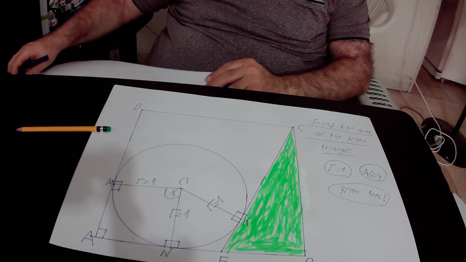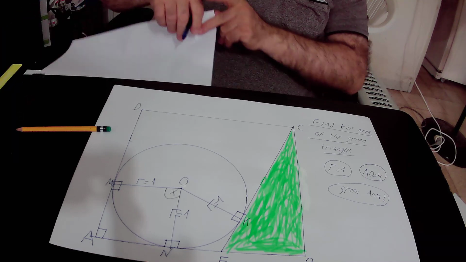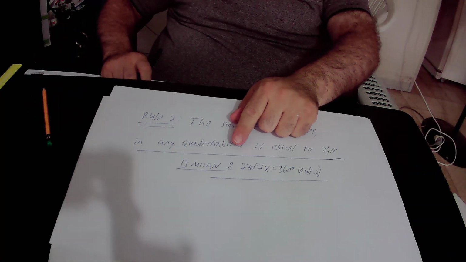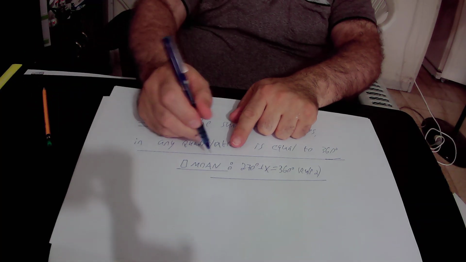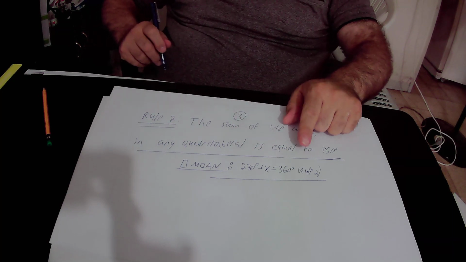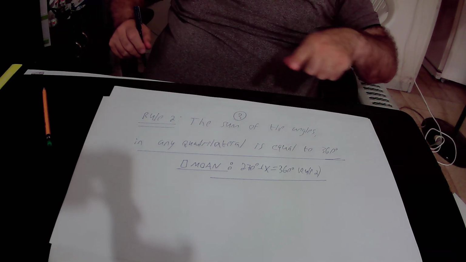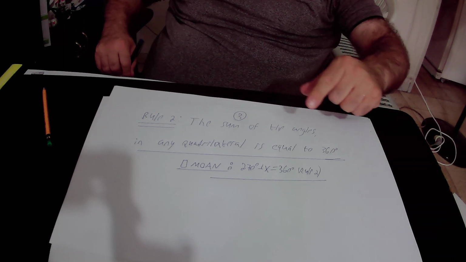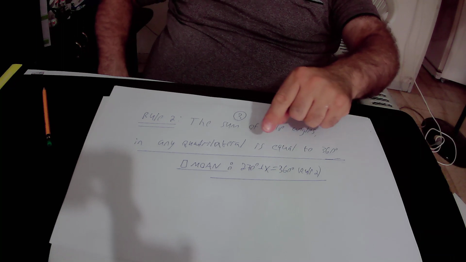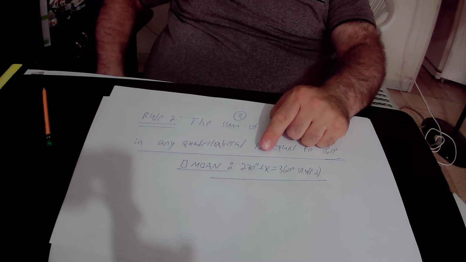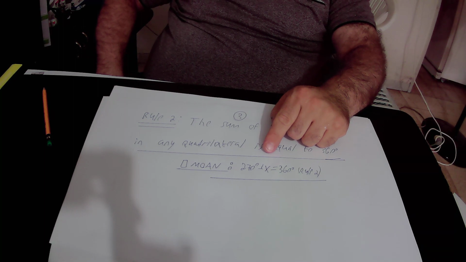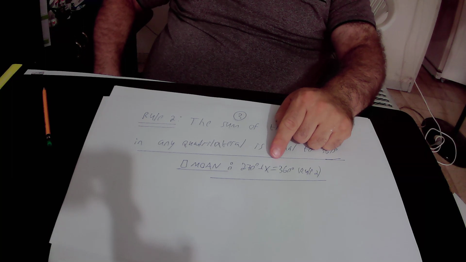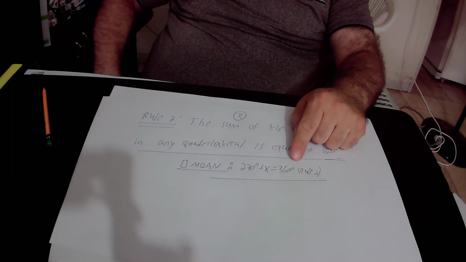So I will repeat again. The sum of the angles inside quadrilateral MOAN must be equal to 360 degrees according to rule number 2, that the sum of the angles in any quadrilateral is equal to 360 degrees. So which angles do we have inside quadrilateral MOAN? We have 3 right angles, the sum of them is 270 degrees, plus the size of the fourth angle that we define as angle X must be equal to 360 degrees.